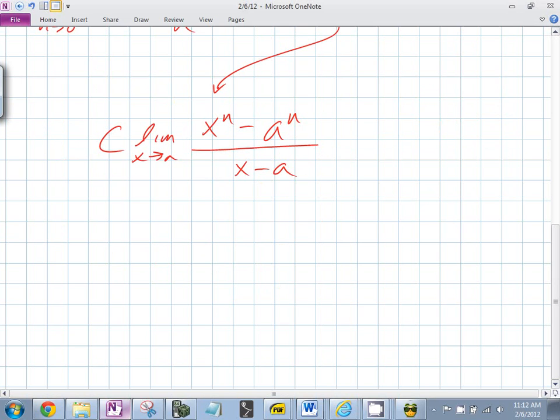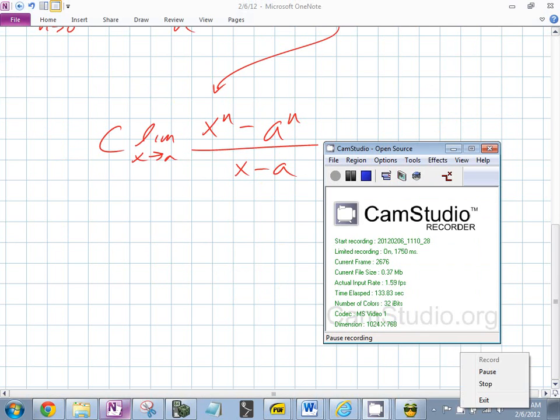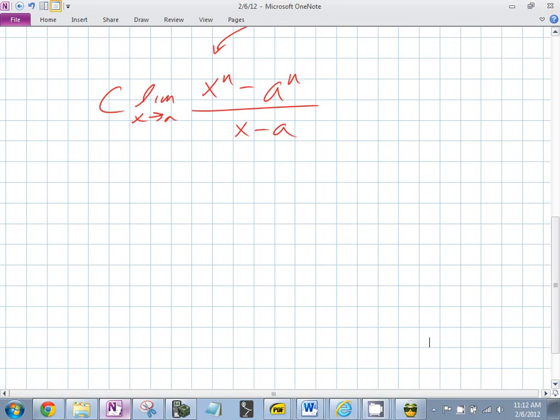Okay, so at this point, what's our goal? Factor, cancel. Specifically, we can't factor the denominator. It's already done. It's simple. We can't do anything with it. What are we trying to factor? The numerator. Does anybody have any ideas of how we could factor the numerator? You could try polynomial long division.